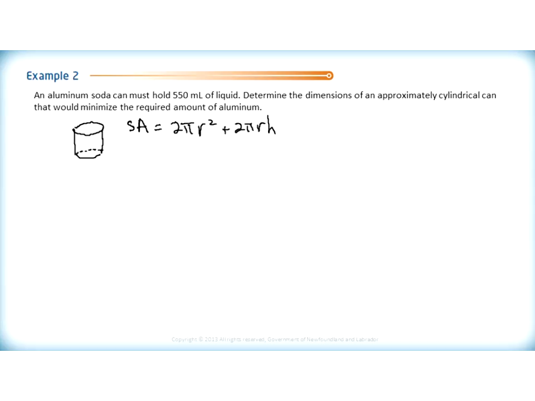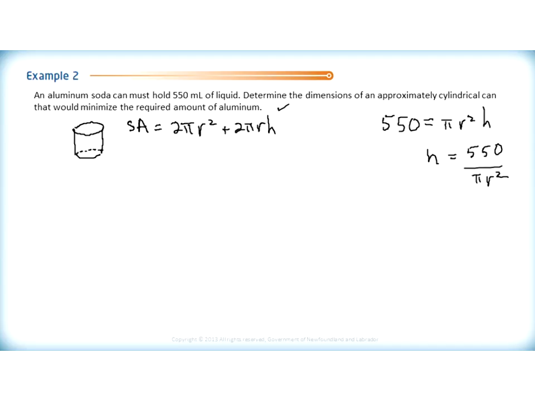And they tell us the volume has to be 550. So we'll use the volume equation. 550 is going to be equal to pi r squared times the height. So probably going to be easiest to get rid of h here because I only have to replace it in one place. So h is going to be 550 over pi r squared.